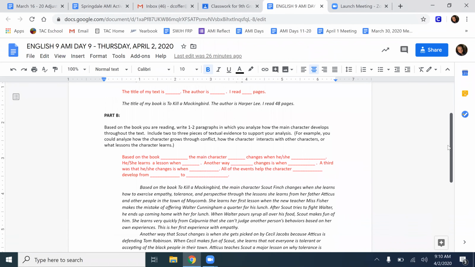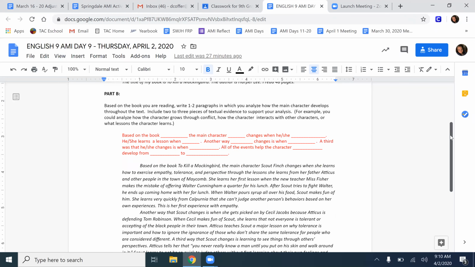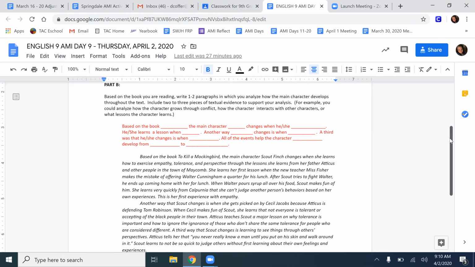So, part B is based on the book you are reading, write 1 to 2 paragraphs in which you analyze how the main character develops throughout the text. Include 2 to 3 pieces of textual evidence to support your analysis. For example, you could analyze how the character grows through the conflict, how the character interacts with other characters, or what lessons the character learns. And depending on how far you are into your book, you may have more examples to choose from than others.